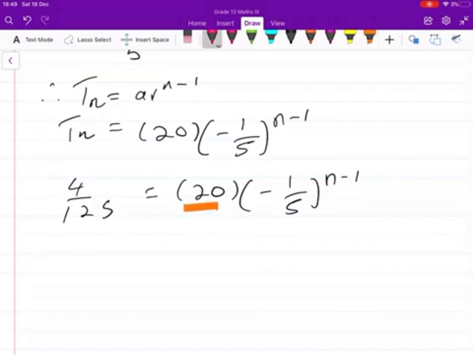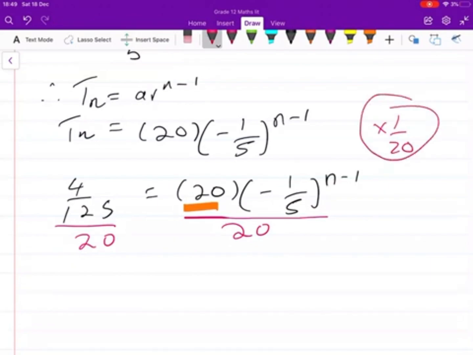The way that we can do this is to apply the multiplicative inverse, or simply put, we can just divide by 20, which is the same as multiplying by 1 over 20. So that is what we are going to do.